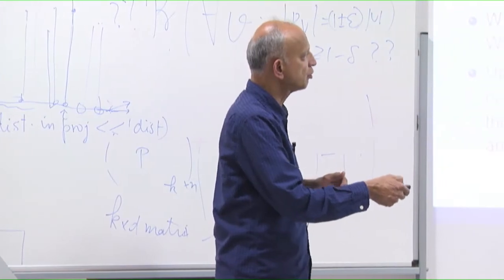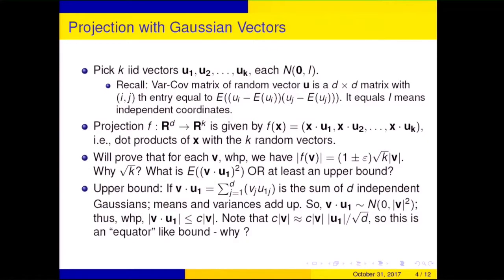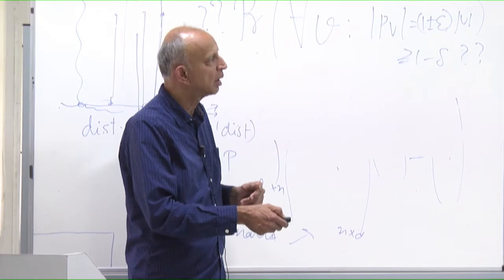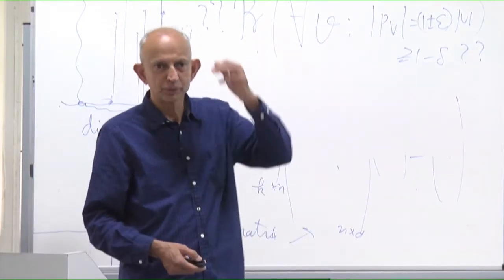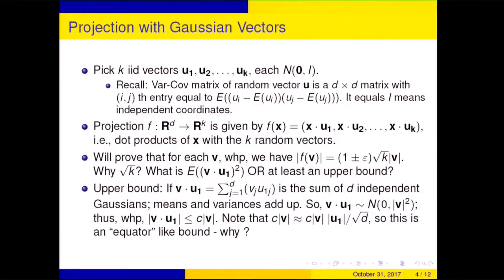So the variance of this component alone is vj squared, right? The variance of this is 1, the variance of that is vj squared. So the vj squareds add up to the length of v squared. So you get a real-valued random variable, a real number, that is normal with mean 0 and variance v squared, right? So with high probability, this is less than c times the length of v. This is just a constant times a number of standard deviations. A normal random variable doesn't exceed more than c standard deviations.